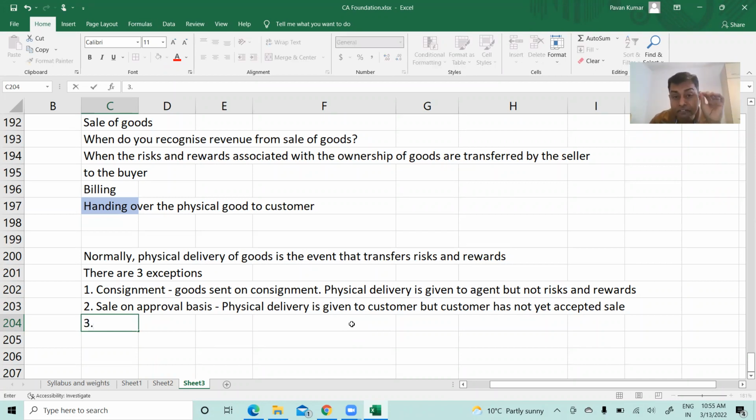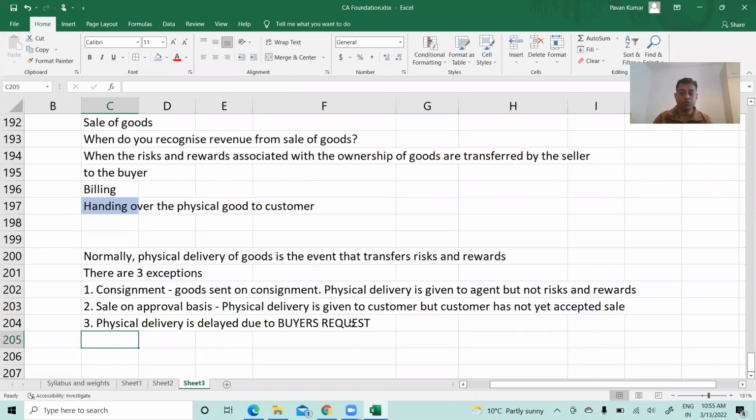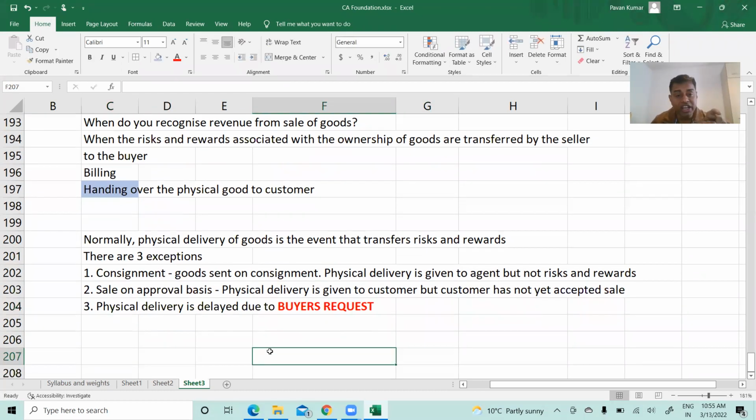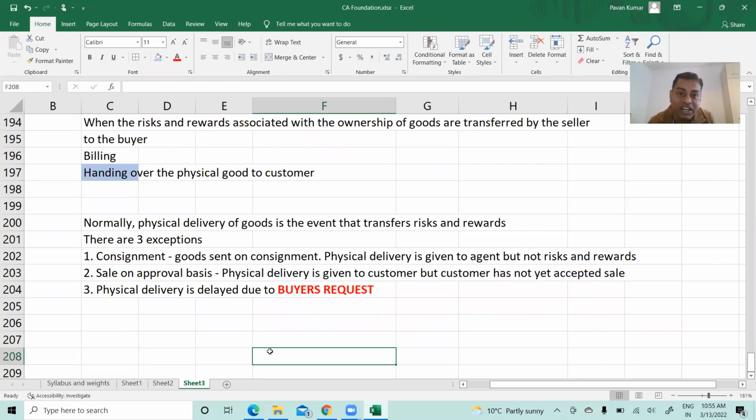Three, very important. Put a star mark. Very important. In the first two cases, physical delivery is there, sale is not there. In the third case, physical delivery is not there, still it is a sale. In cases 1 and 2, physical delivery is there, sale is not there. In case 3, physical delivery is not there, sale is there. You understand?